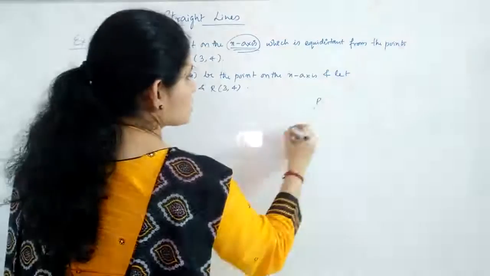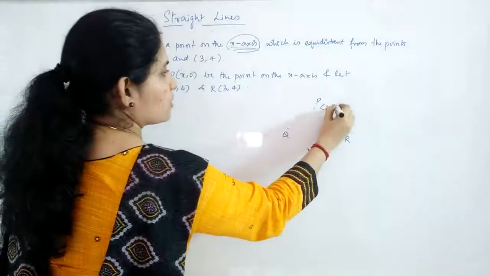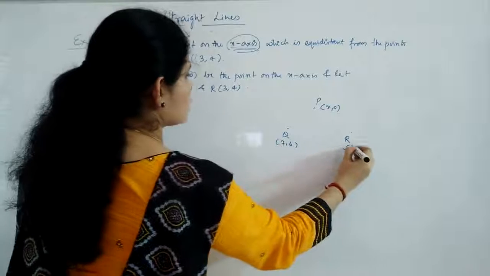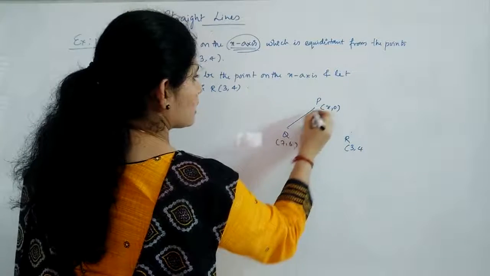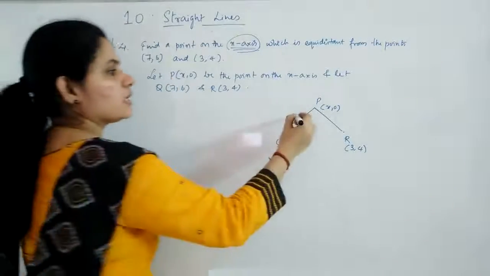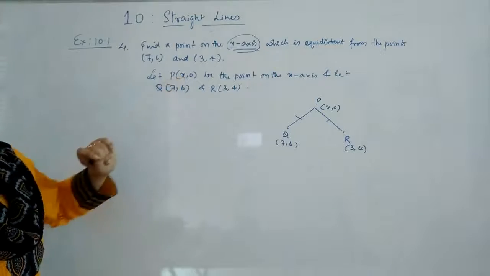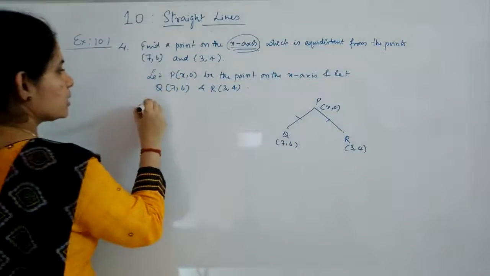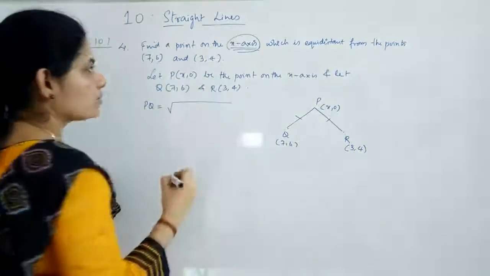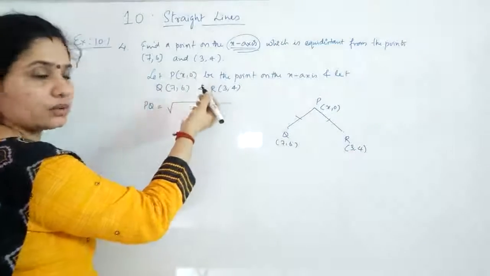Suppose this is P, this is Q, this is R. This is only supposition. This is x, 0. Here it is 7, 6 and this is 3, 4. They are saying that they are equidistant. Equidistant means PQ is equal to PR. So that concept we are using here in order to get the value of x. Okay. So first, what is PQ? PQ will be, again, distance formula you can use, root of x2 minus x1 the whole square. So you will get either 7 minus x or x minus 7. You can do in any of the manner.